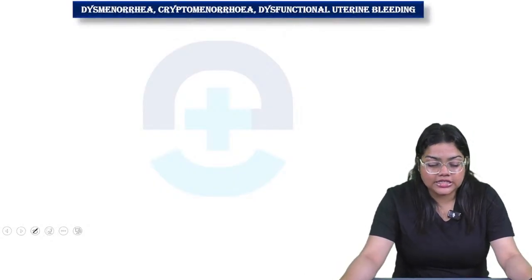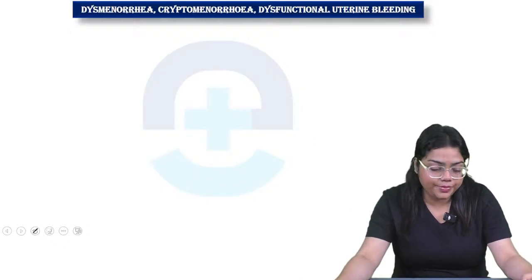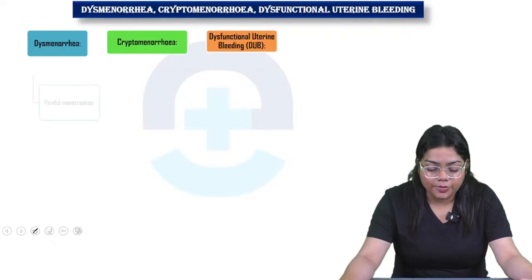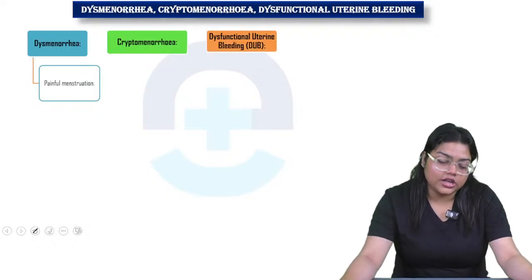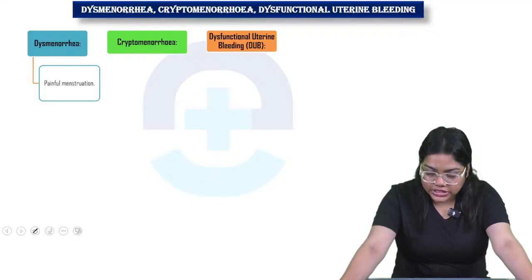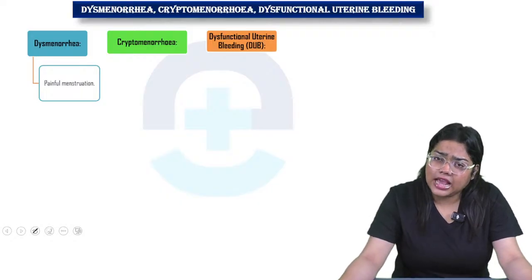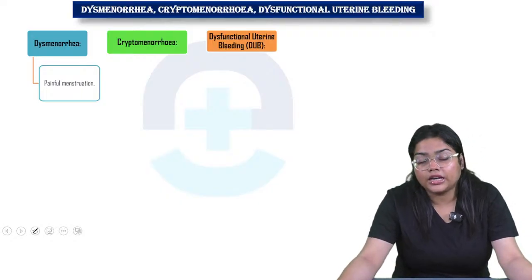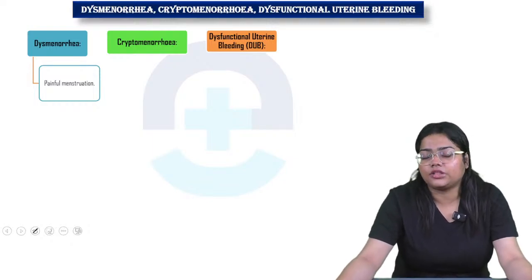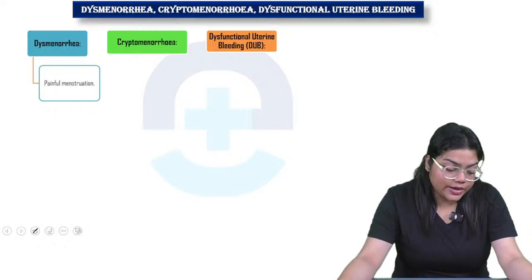Our next topic is dysmenorrhea, cryptomenorrhea and dysfunctional uterine bleeding. First one is dysmenorrhea. So what is dysmenorrhea? Dysmenorrhea actually means painful menstruation. Usually, a normal period can have a little bit of cramping, but if it is excessive, it is not normal. If the pain is excessive, then it is called dysmenorrhea.